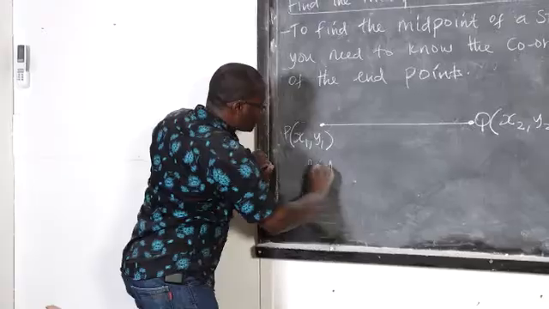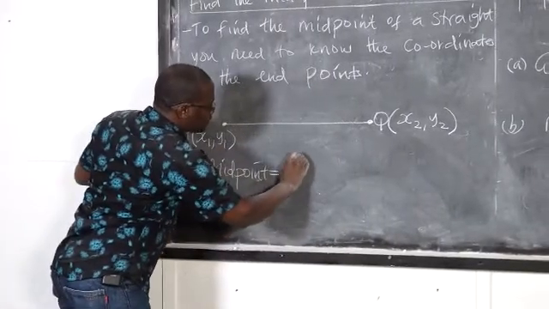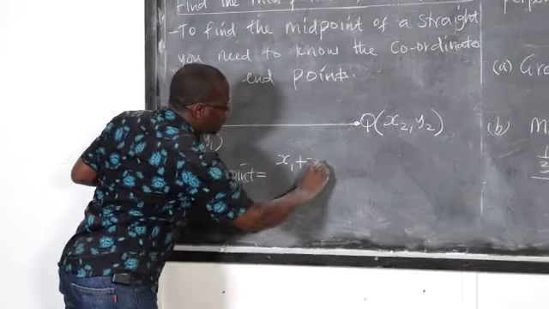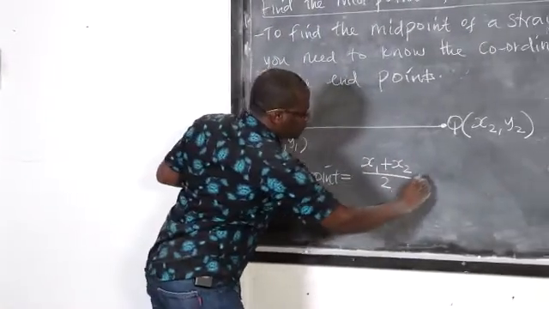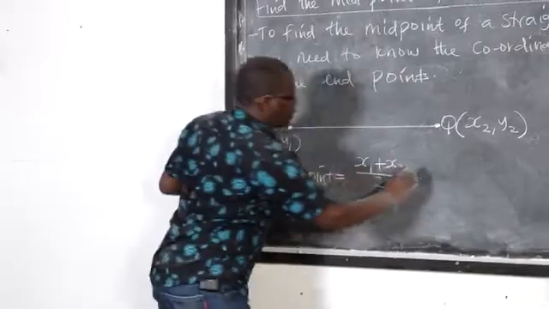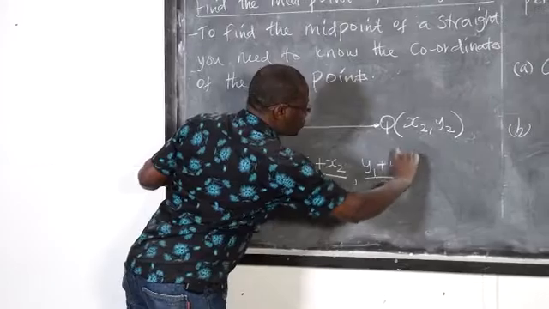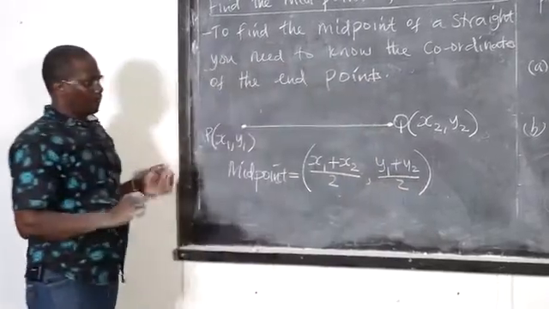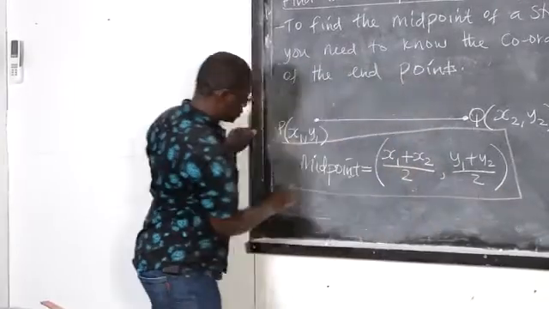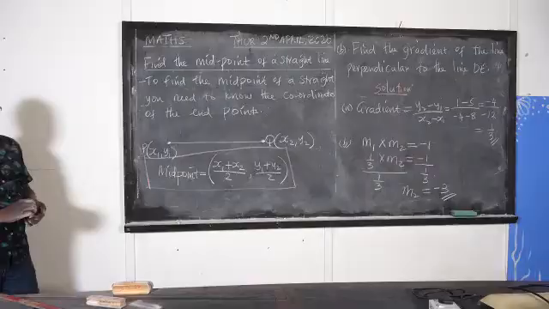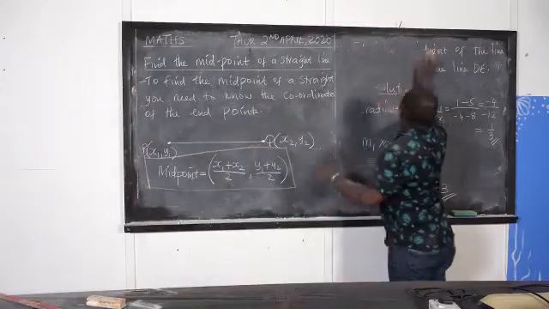And this is the formula. Always remember this. The midpoint is given by x subscript 1 plus x subscript 2 divided by 2, comma, because they are coordinates, y subscript 1 plus y subscript 2 over 2, and then close the bracket. So this is a formula, please highlight it or put it in a box. Always remember this formula.